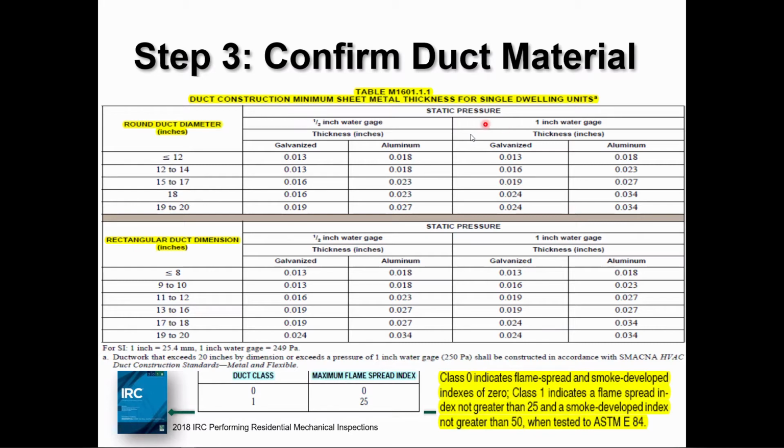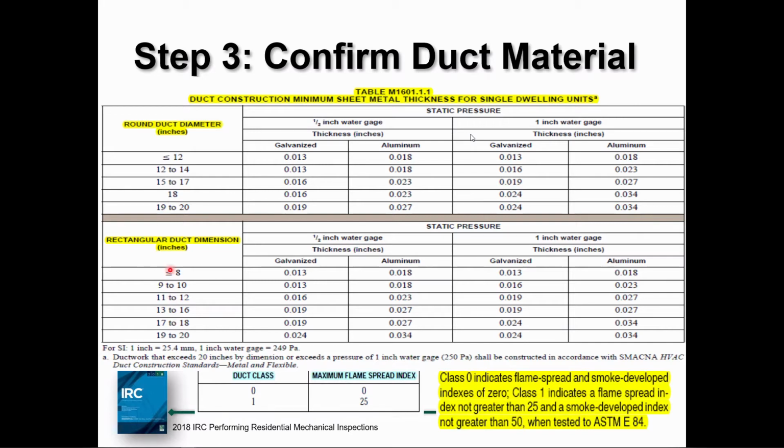Okay, this is for round duct. The top table is for round duct. The bottom of the table is for rectangular dimension. And the rectangular dimension is the largest dimension you will use to enter the rectangular table.